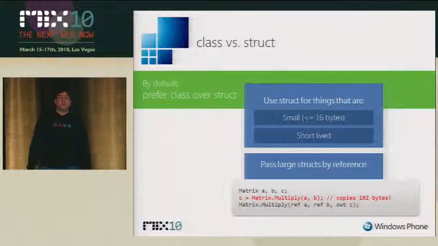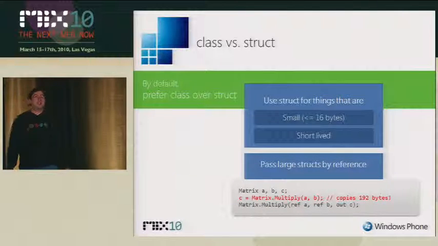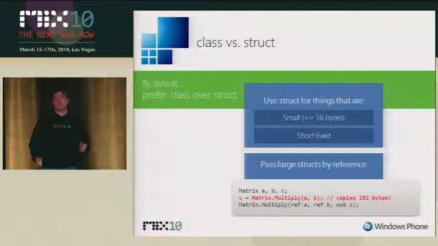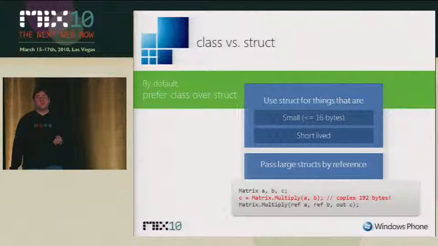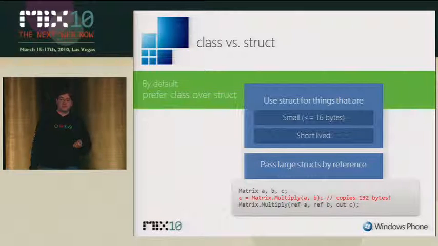When you come to choose between the two for custom types you're creating, general advice is you should start with classes if you're in doubt. They're less likely to have surprising characteristics. Use structure if your object is small and if it doesn't live very long.